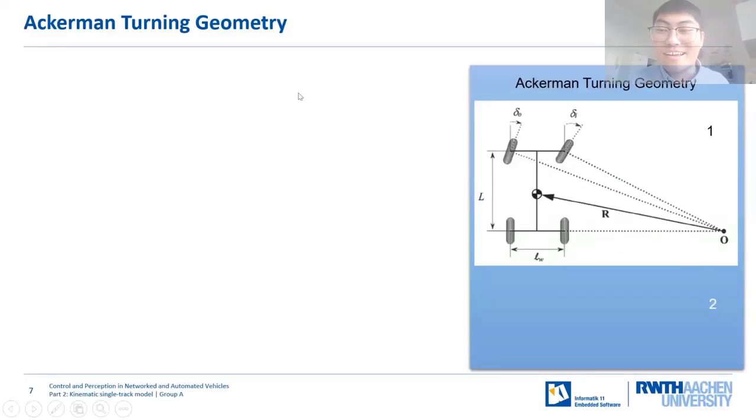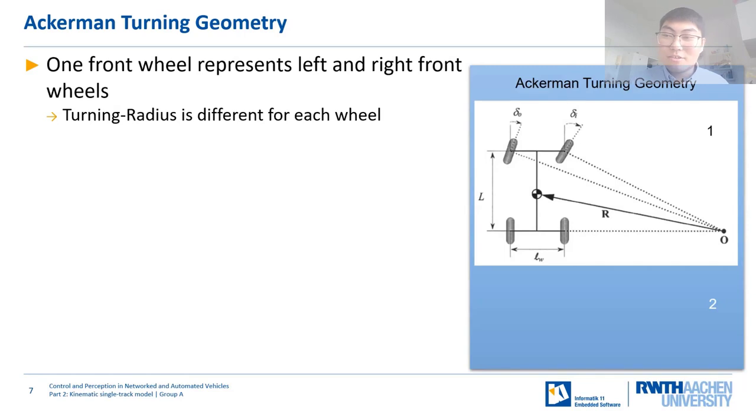Okay, thanks, Anna. I'm going to present the rest of the presentation. As already introduced, the bicycle model is based on the assumption that one front wheel represents both the left and the right front wheels. But in fact, it is not the case, because the turning radius is different for each wheel. And the right picture shows us the basic idea of the Aachen turning geometry.